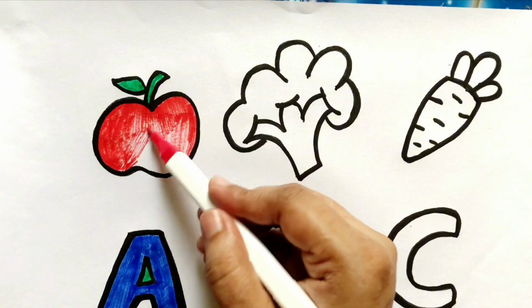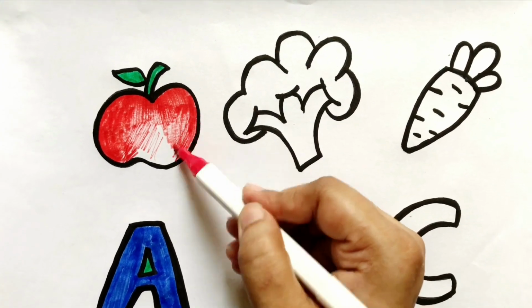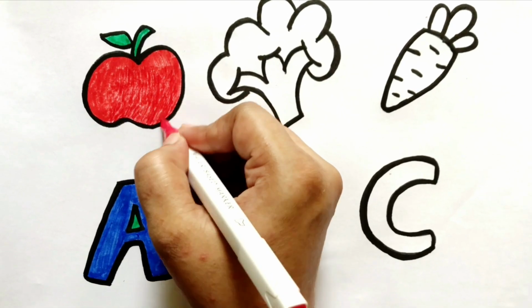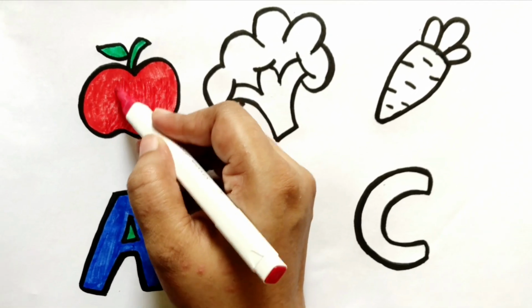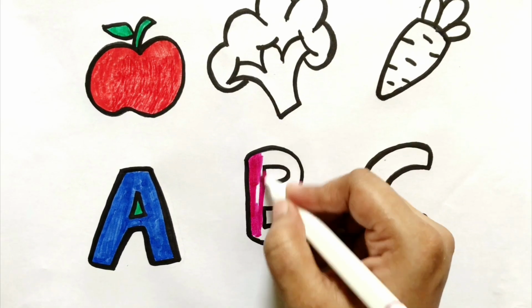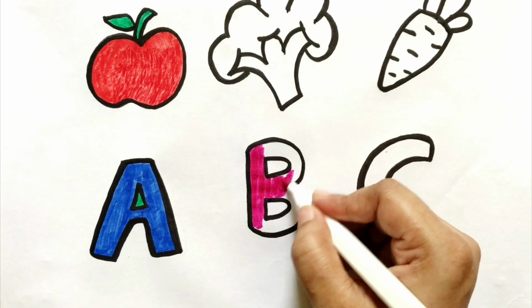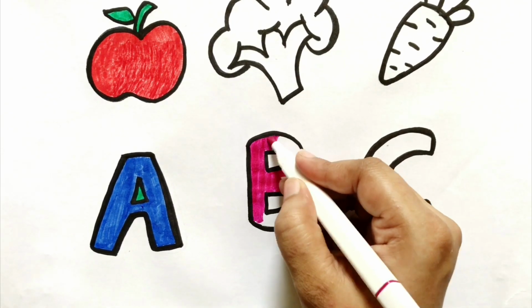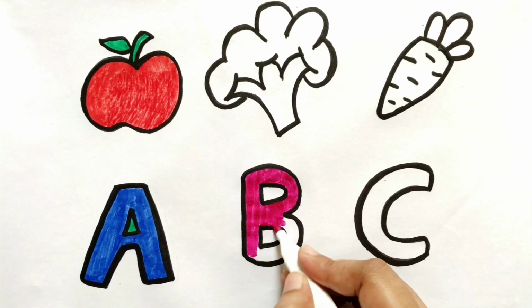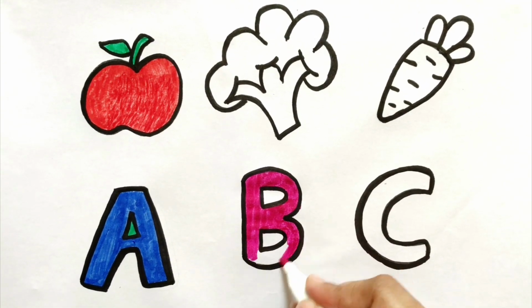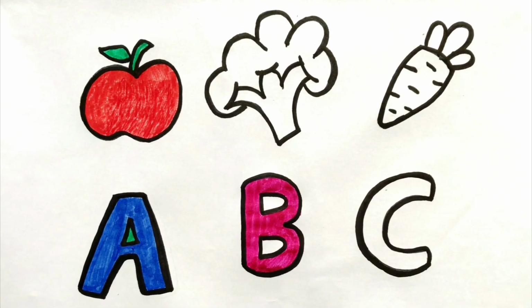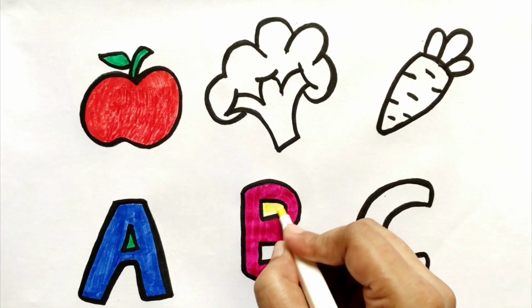Comment with me drawing and coloring. Second alphabet is B. Color is pink. Second alphabet is B. A, B, C. B. Second color is yellow.